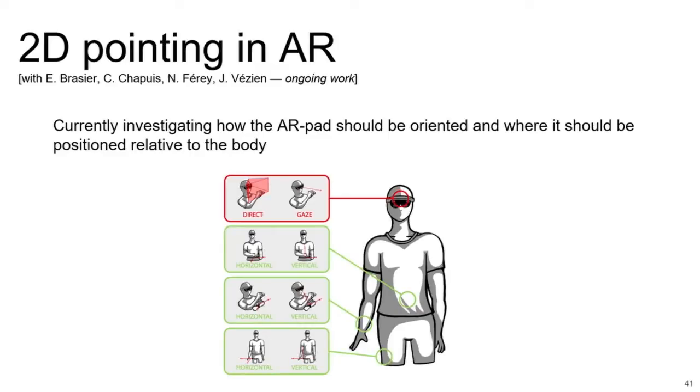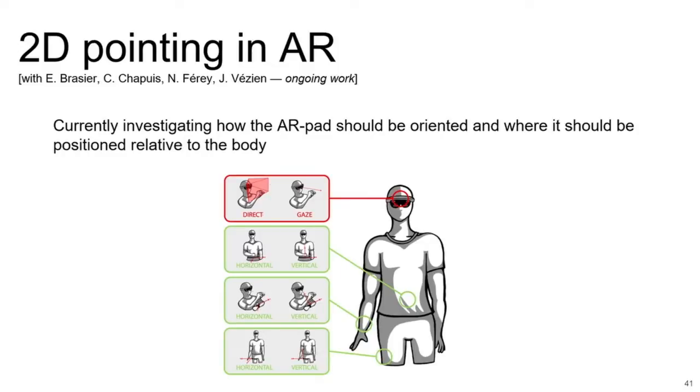So we are currently running a study to identify where and how to position this mid-air imaginary trackpad relative to the user's body. So the idea is to put it in a position that both ensures comfortable movements and efficiency in pointing. So we consider the waist, the wrist, and the thigh.